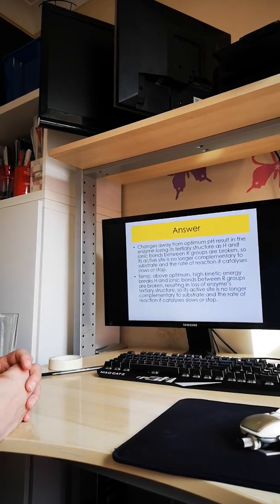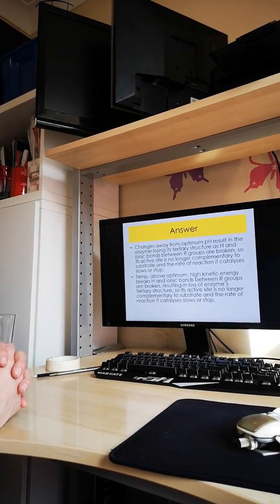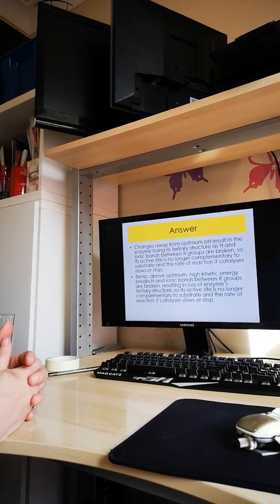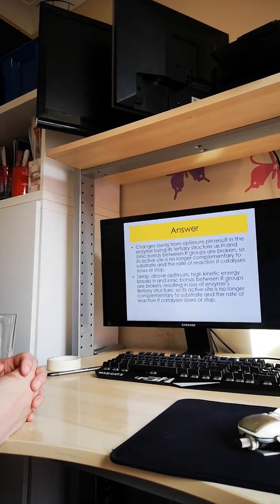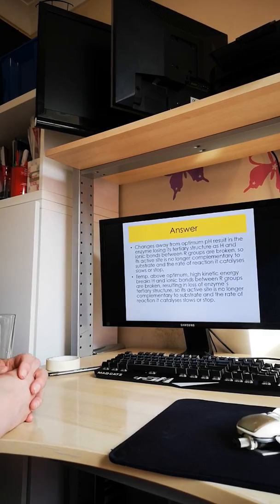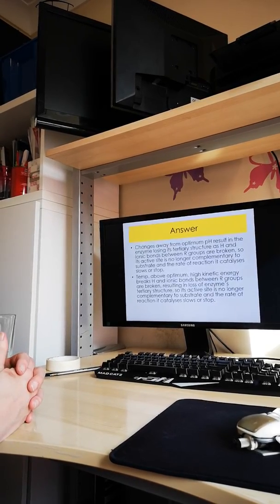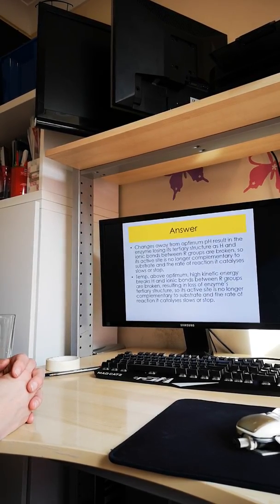Temperature is just slightly different. For temperature, it's just above optimum temperature that this effect is felt. High kinetic energy breaks the hydrogen and ionic bonds, again between the R groups, resulting in the loss of tertiary structure. So its active site is no longer complementary to the substrate, and the rate of reaction it catalyzes slows or stops. So that's just applying your knowledge.